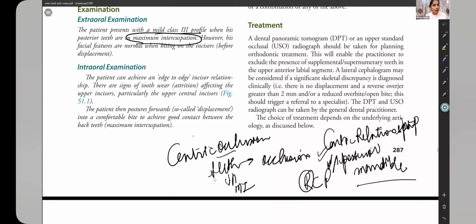What does this also mean? Clinically, not asked much in the exam, but I'll tell you one important relevance of this edge-to-edge relationship. If you have a reverse overjet, like a patient has a class 3 profile, and you ask the patient to try to achieve an edge-to-edge, can he take the mandible back and can he make the incisors meet? So clinically, if an edge-to-edge can be achieved by a class 3 patient, that means you can treat this patient without surgical intervention.